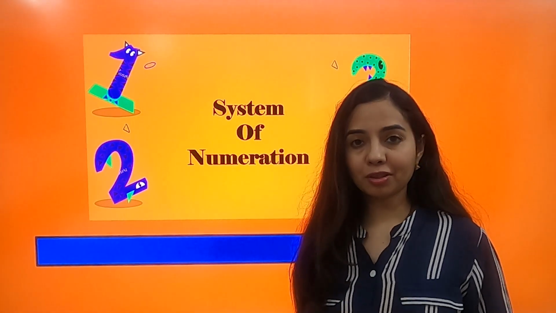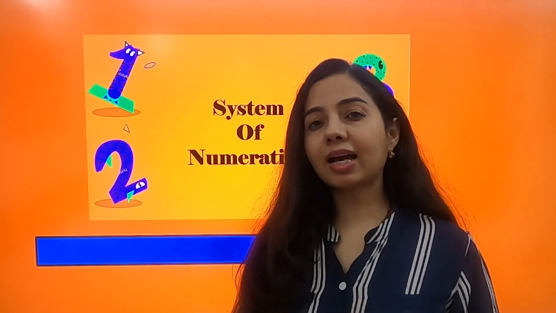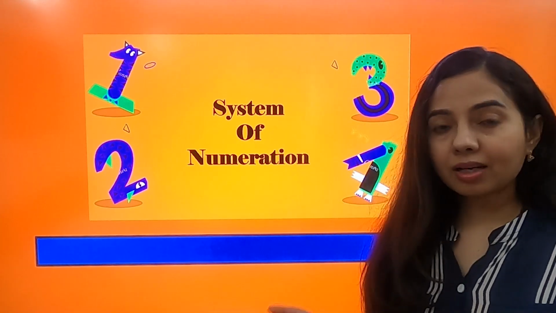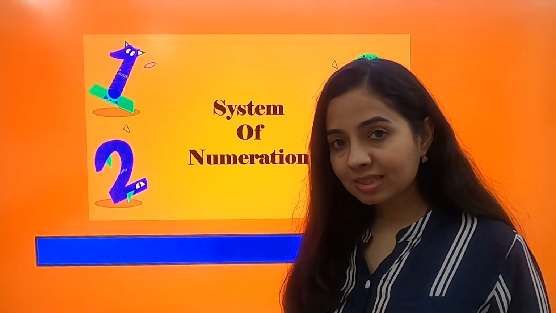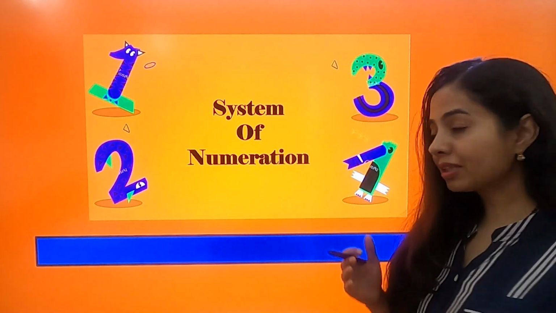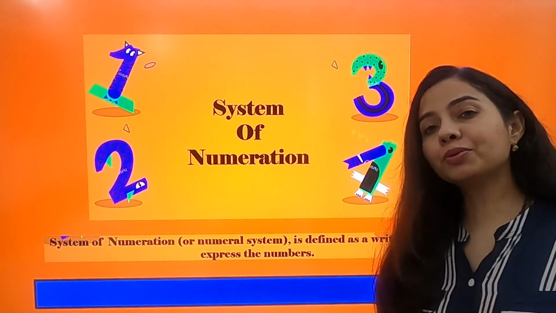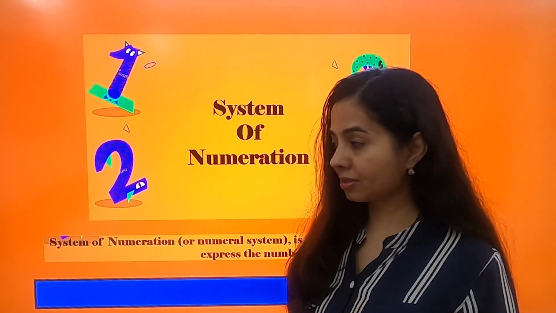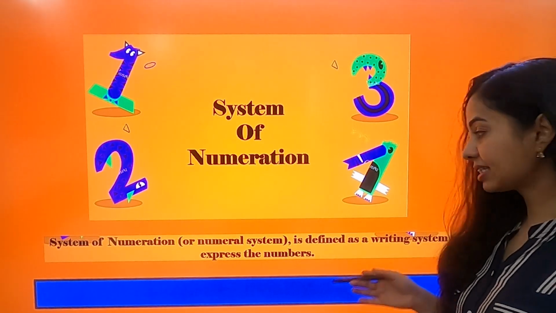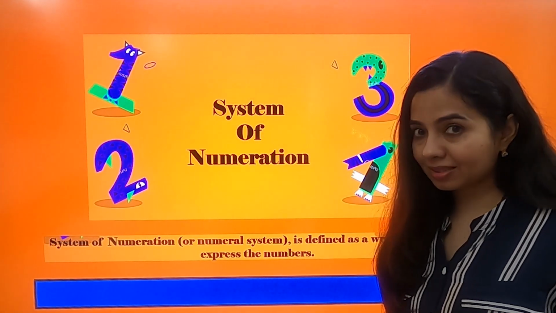System of numeration, also known as numeral system, is a standard format of writing a number. And this really helps us to understand a number better. So, if we talk about its definition, it is something like this. If you wish, you can note it down in your note copies. System of numeration or numeral system is defined as a writing system to express the numbers.